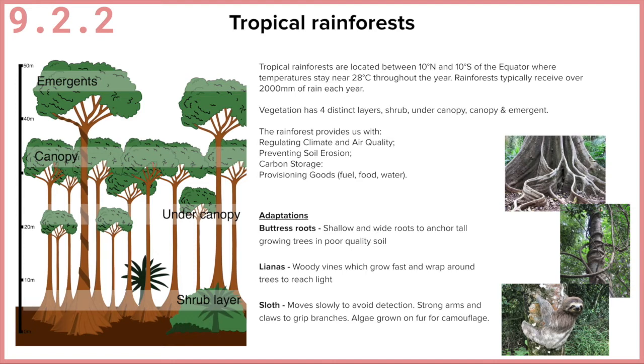And then for an example of fauna, we've got the sloths. Now there's lots of different animals we could have chosen in the rainforest, but sloths have adapted to life in the rainforest by moving really slowly, and that means that they can avoid being detected by predators. So their fur is shaded to match the trunks of the trees, and if they move slowly, they're less likely to be noticed. They have really strong arms and claws to grip branches, and algae will actually grow on their fur as well to again match in with the rainforest.